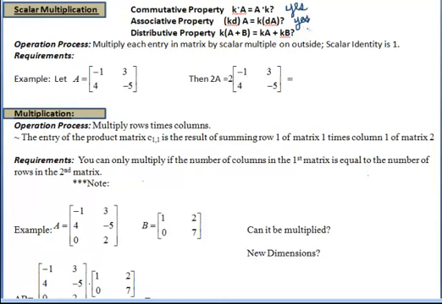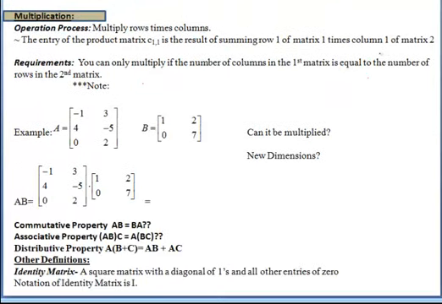And then the distributive property is also applicable here. So the operation process, let's go ahead. This one's going to just be where you take that constant and multiply it to every entry. So we're going to get -2, 6, 8, and -10. That's scalar multiplication. The last operation that we have is going to just be multiplication of two matrices.